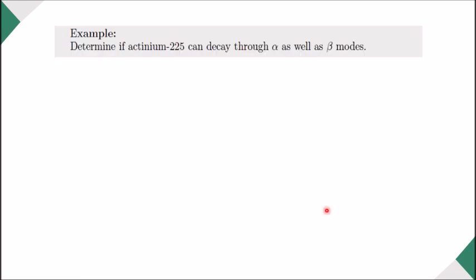So, to determine whether actinium can decay through the alpha as well as the beta mode, this is the question we want to address. In order to address it, you want to know the decay energy in the case of alpha decay and beta decay. From that, you will get the idea of whether the decay is possible. So how do we say whether one decay mode is possible or not?